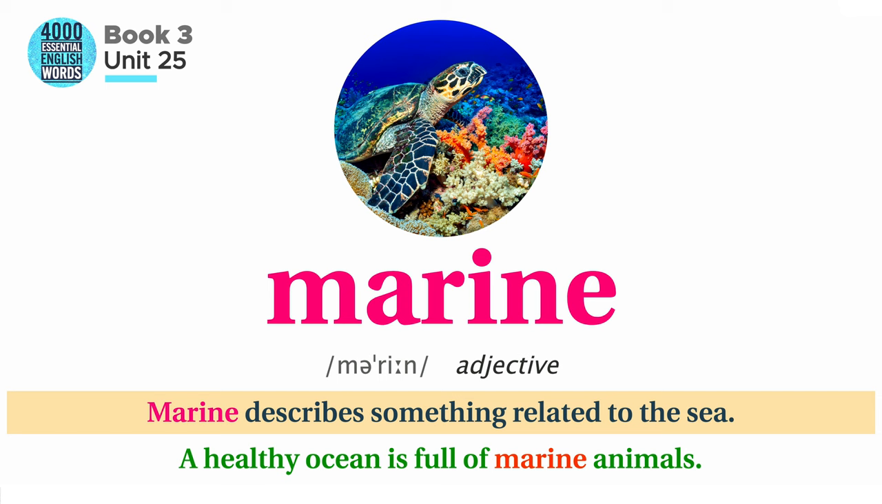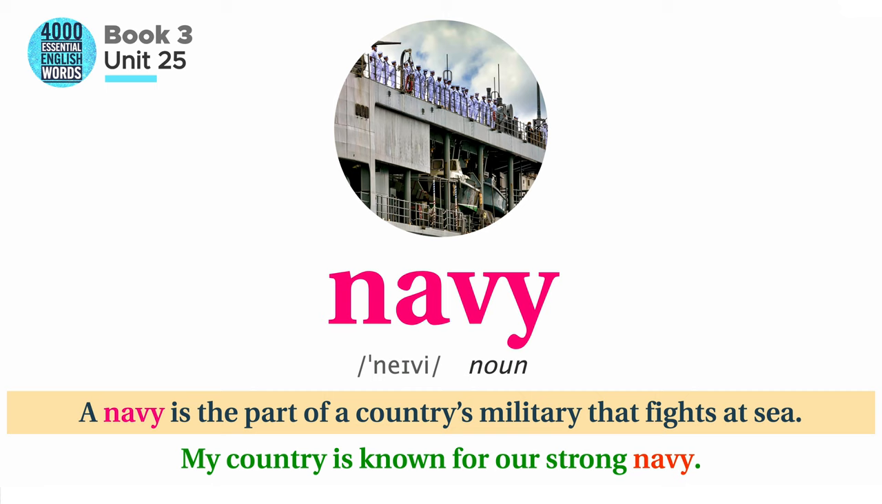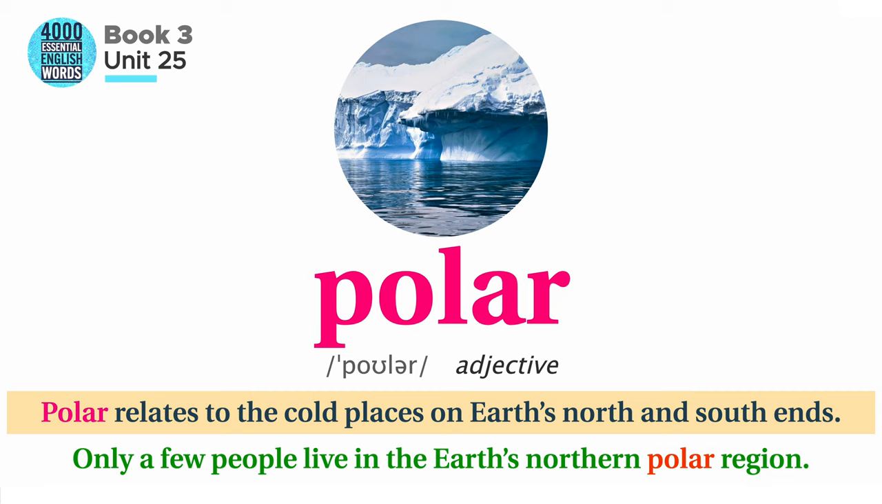Merit. A merit is a positive or good quality. The actor received an award for his merits in the movie. Navy. A navy is the part of a country's military that fights at sea. My country is known for our strong navy. Polar. Polar relates to the cold places on Earth's north and south ends. Only a few people live in the Earth's northern polar region.